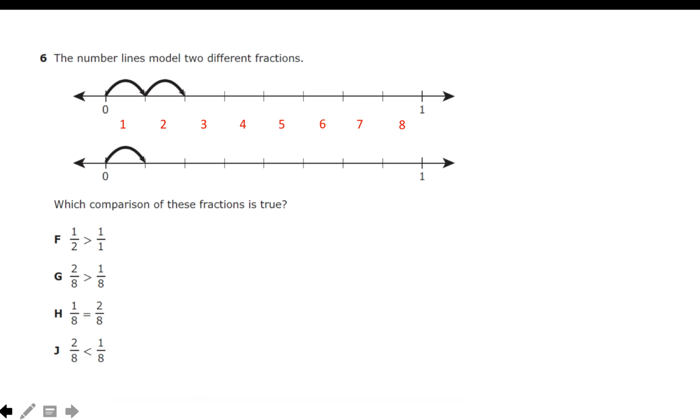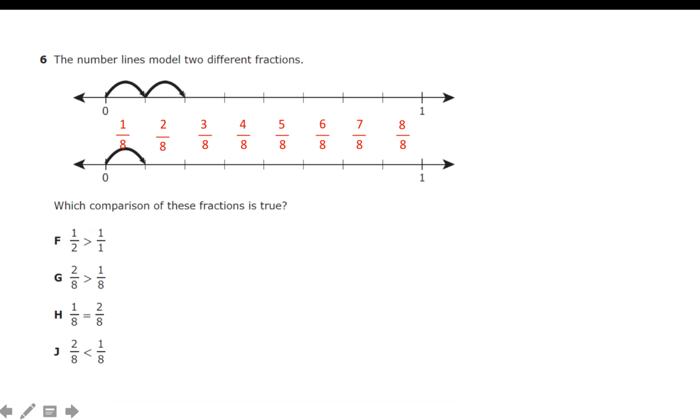Okay, so I know that this represents 8/8, and I know that when the numerator and the denominator are the same number, that equals 1 whole. Okay. So because I know that this is 8/8, I can turn each of these numbers into a fraction. So we're going to go ahead and do that. So I know that from 0 here, this is 1/8, 2/8, 3/8, 4/8, 5/8, 6/8, 7/8, 8/8. Great. We have that labeled here.